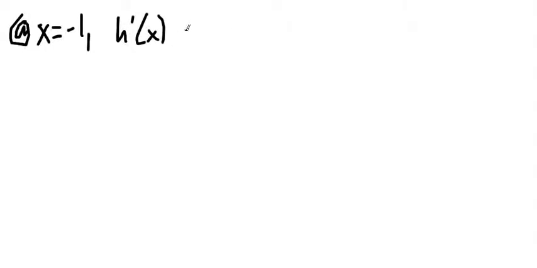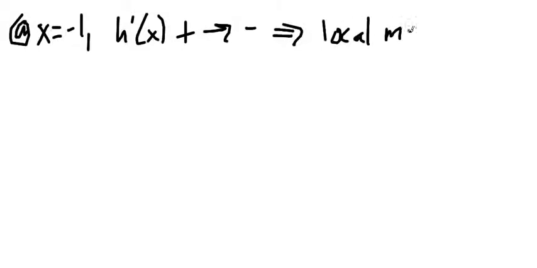So let me just write that again. So at x equal to negative 1, since the derivative changes from positive to negative, that means that we have a local maximum. I think I said the wrong thing back there. Excuse me, this should be a local maximum.